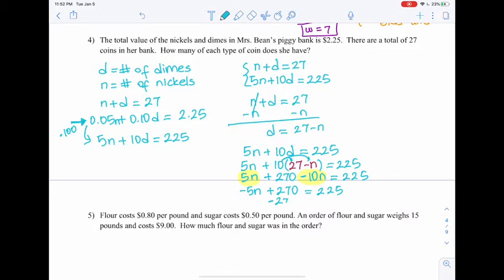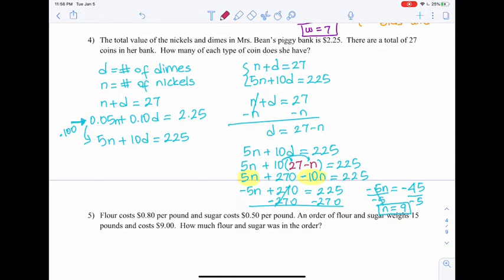Let's subtract 270 from both sides. From here, negative 5N is equal to, if we subtract 270 and 225, we should get 45, but because 270 is the larger number, it is going to be negative 45. If we divide both sides by negative 5, your final answer will be N is equal to 9. So there are 9 nickels here. Let's look at how many dimes we have.